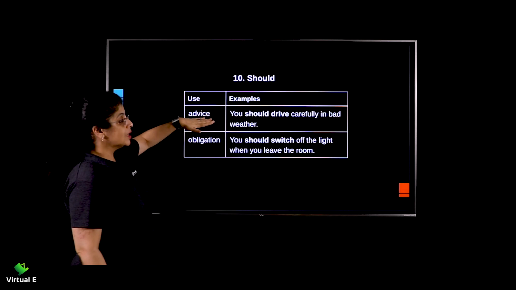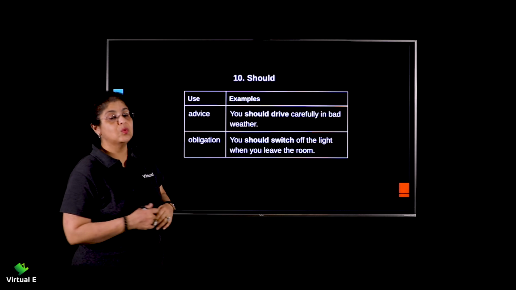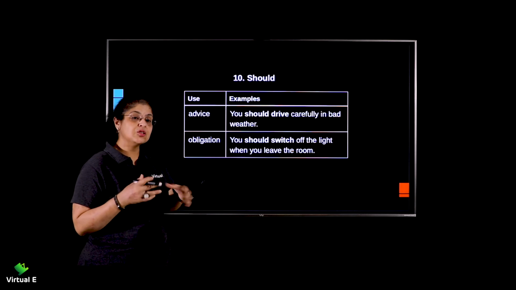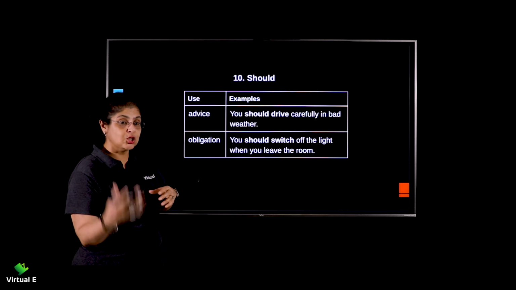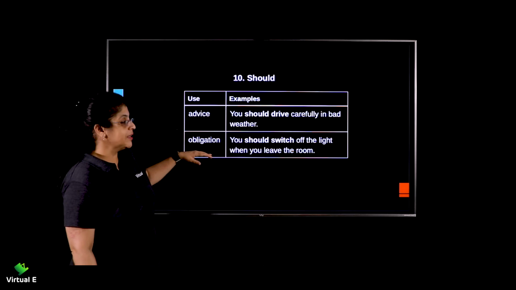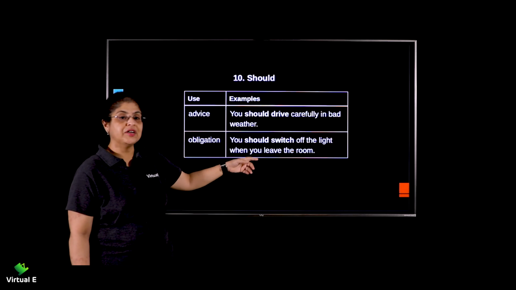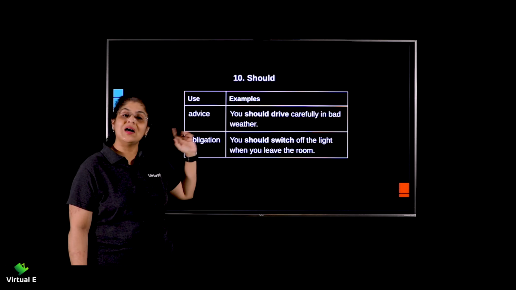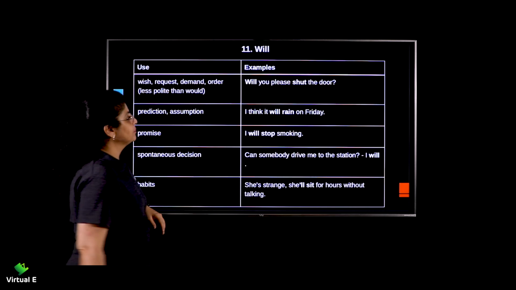Should, advice. You should drive carefully in bad weather. Again, something similar to ought to. You should. It is telling you whether you really should do it or not. It is actually advising you. Obligation, you should switch off the light when you leave the room. Like I already told you, should and ought to are on similar grounds. They are from the similar family.